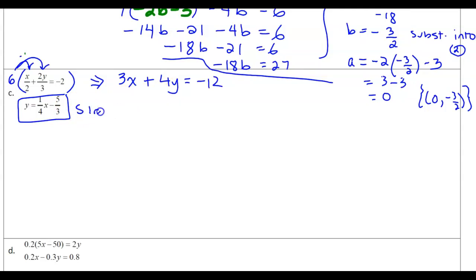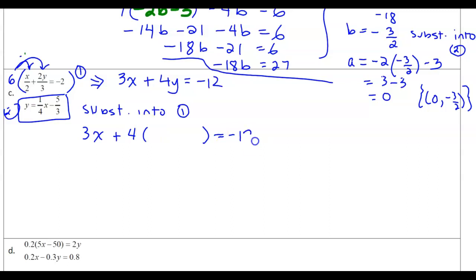So this is equation 2. Oh, that didn't write out very well. So substitute into equation 1. So this is going to be my equation 1, right? So I'm replacing the y. So 3x plus 4 bracket equals negative 12. And so I'm going to substitute that 1/4 x minus 5/3.